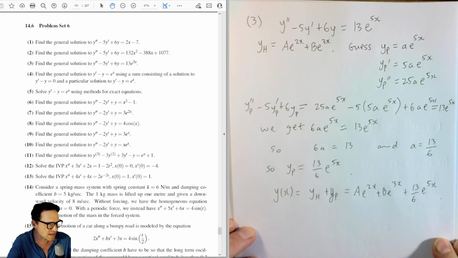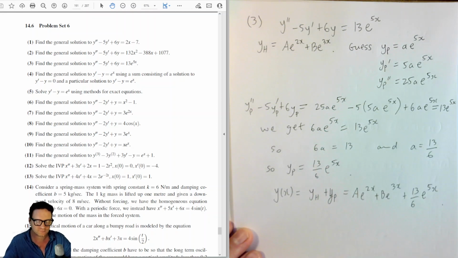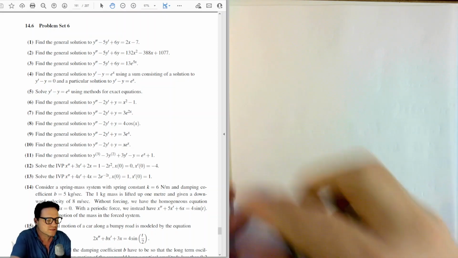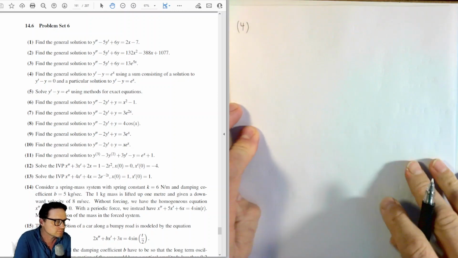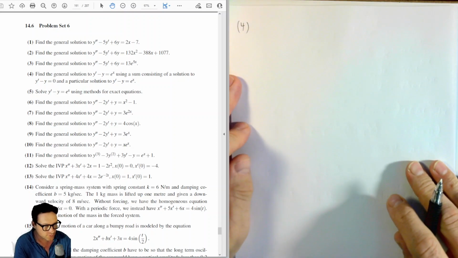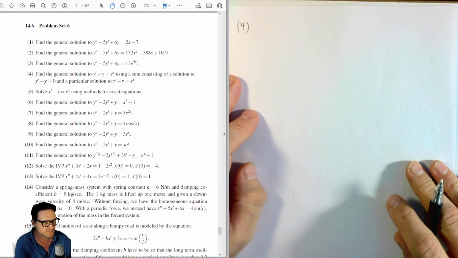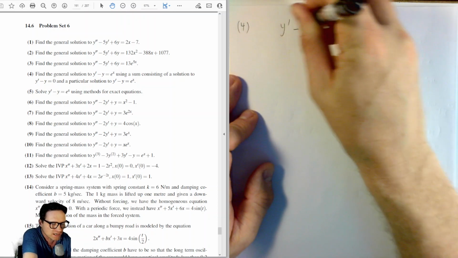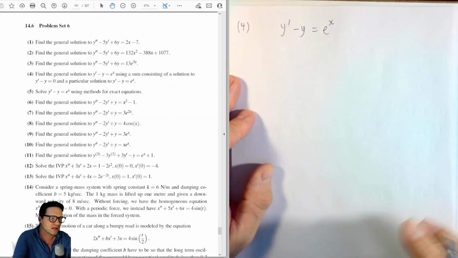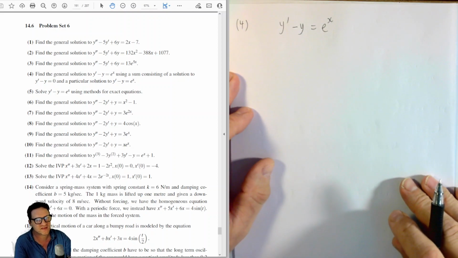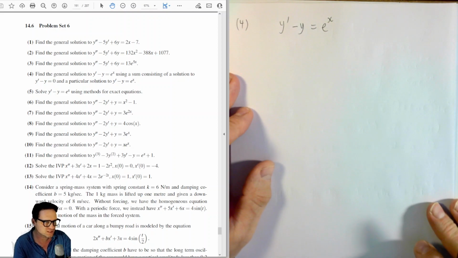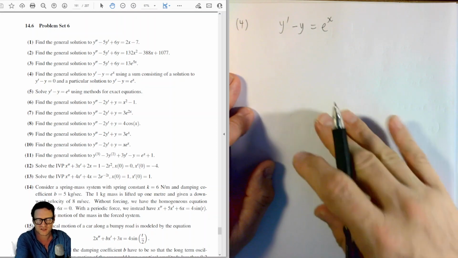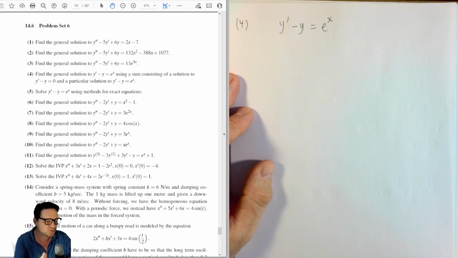All right, let's move on now to question 4. So in question 4, we've got a first order differential equation, or at least order 1 on the left hand side, right? So we have y dash minus y equals e to the x. And so in this one, we're going to use the same methods we've used previously to do this. And then in question 5, we're going to solve the same differential equation using methods for exact equations. So we're going to do this one in 2 ways here.